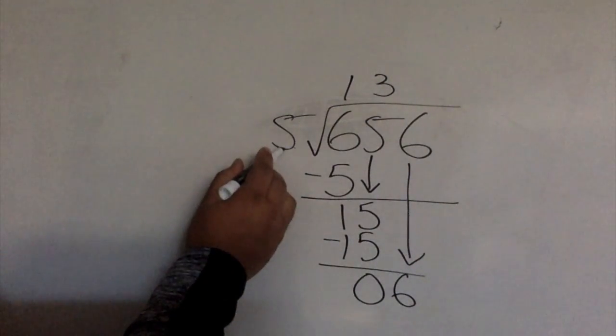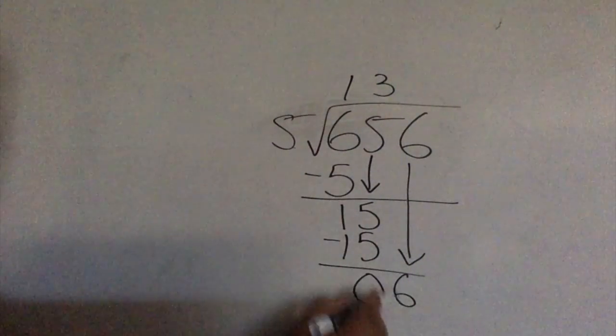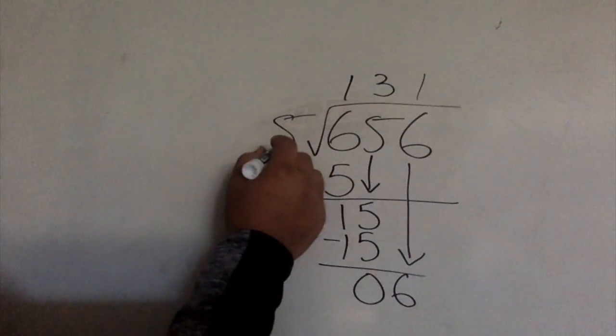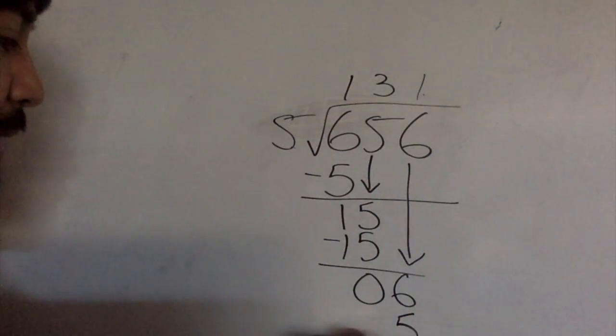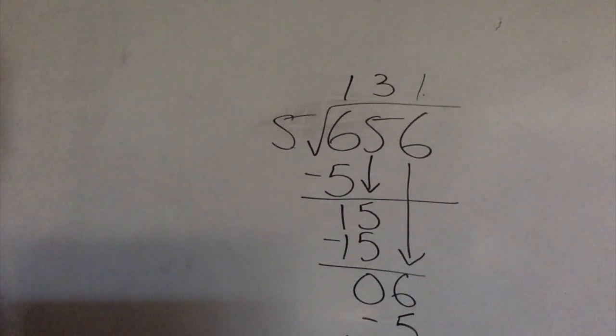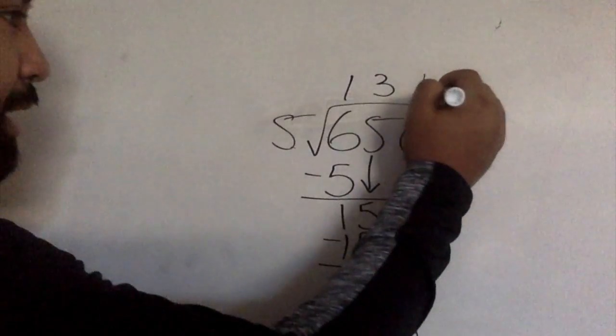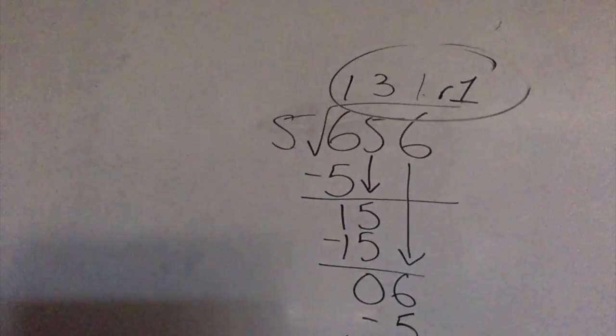Now, how many times does 5 go into 6? We already practiced this one before. It goes in one time. 5 times 1 equals 5. 6 minus 5 equals 1. Do we have any more numbers to drop? No, but we do have a remainder 1. So our answer, 131, remainder 1. Let's keep going.